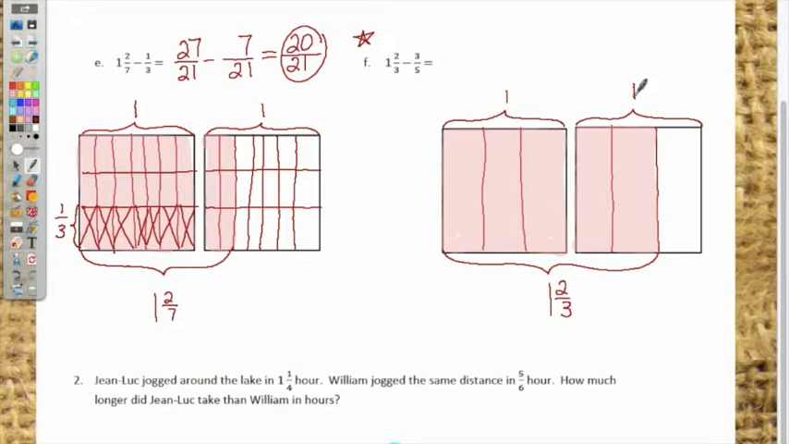Okay, the second denominator. What is it? 5. So I need four horizontal lines. That's easy for us.